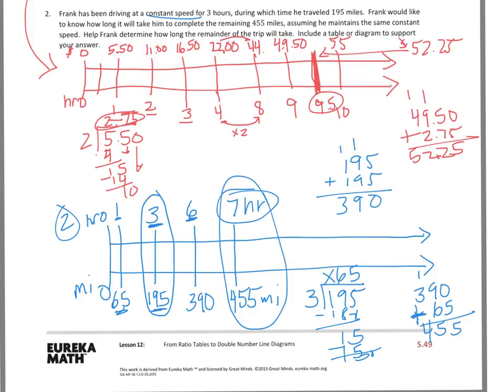Now, I kept true to this ratio of 3 to 195 by going up by 3, but then I made an equivalent ratio to get down to 1 to 65, which is actually 1 over 65, which is my ratio value. So I was able to use my ratio value to move up by smaller increments, meaning a smaller number. Instead of 3 hours, I could go up by 1 to get me there.